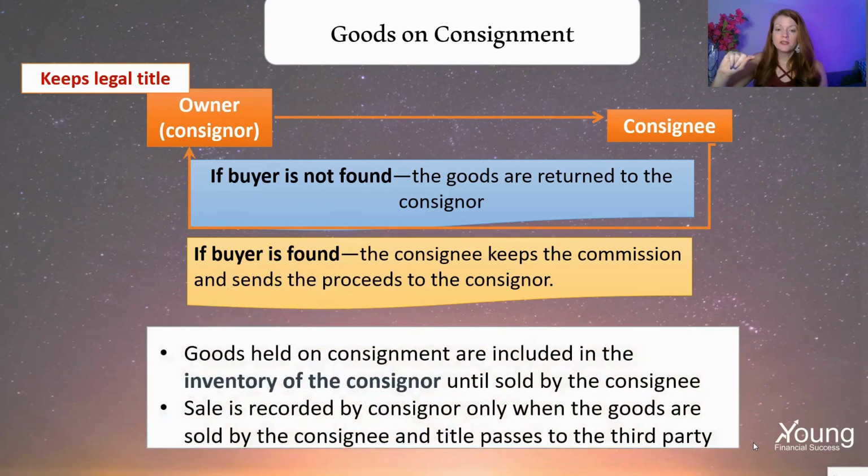So the goods held on consignment are included in the inventory of the consignor until they are sold by the consignee. The sale is recorded by the consignor only when the goods are sold, and the title passes to a third party, whoever actually bought it. The consignee, whoever owns the consignment shop, never shows it in their inventory. It stays on the consignor's balance sheet as inventory until they sell it, and then it moves off to cost of goods sold.